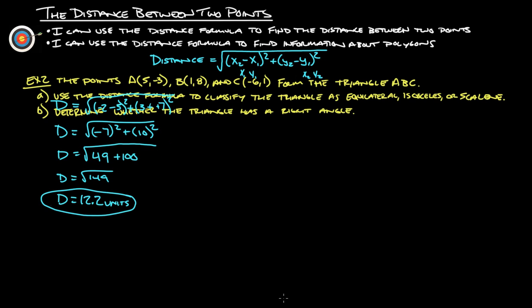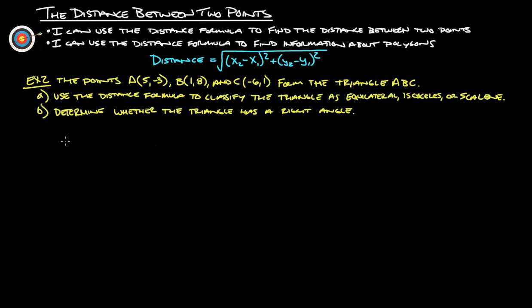All right, let's take a look at Example 2. Points A, B, and C form a triangle ABC. Use the distance formula to classify the triangle as equilateral, isosceles, or scalene, and then determine whether the triangle has a right angle. In order for us to know if it's equilateral, isosceles, or scalene, we need to know the lengths of each side. So what we're going to have to do is find the distances between all of those.